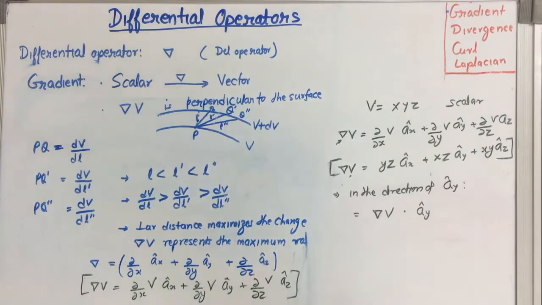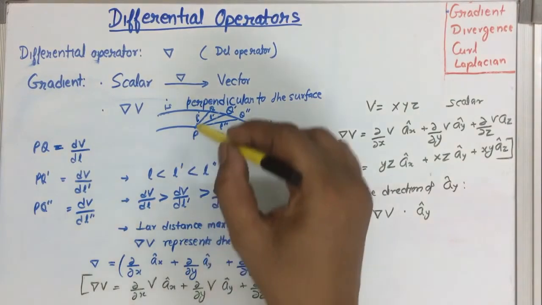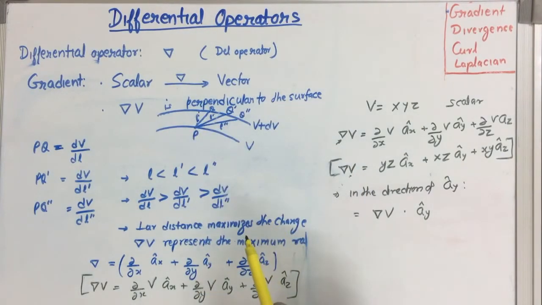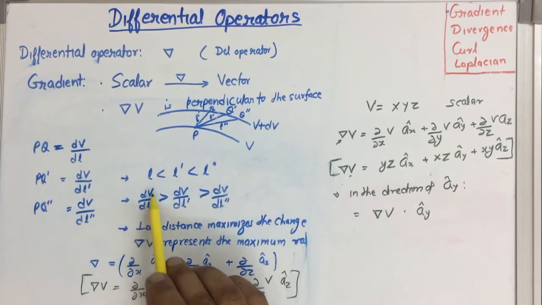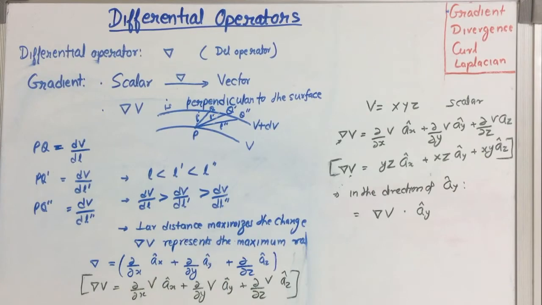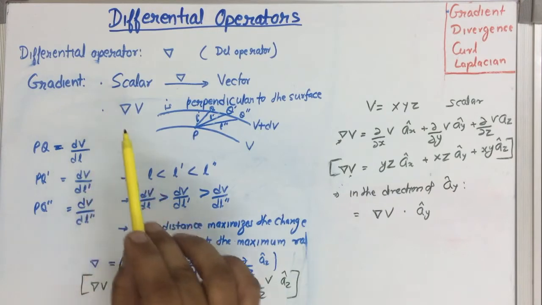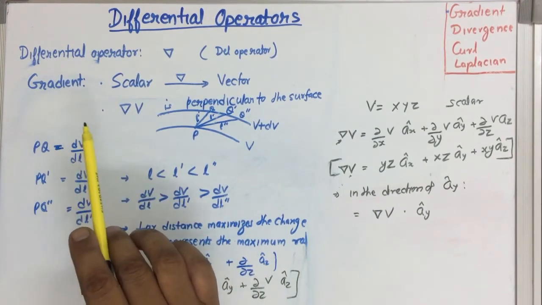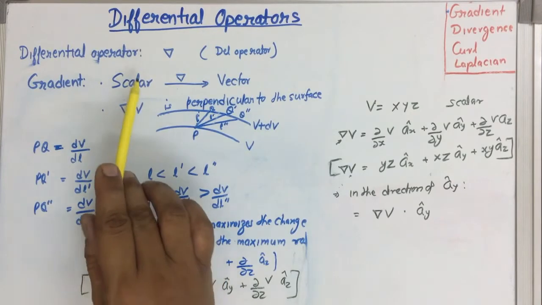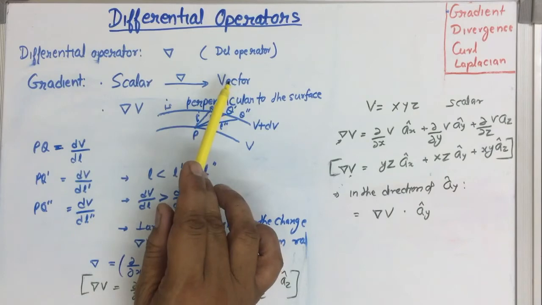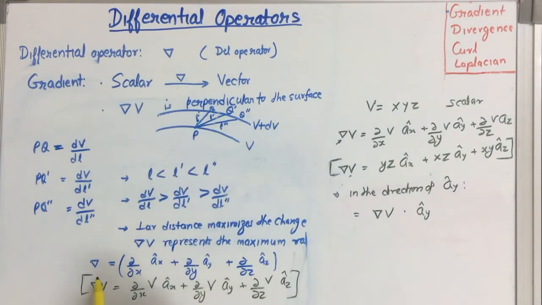So finally, in gradient we can say that it represents the direction of maximum change, as it is perpendicular to the surface, and the perpendicular distance we came to know is minimum, so it maximizes the change. In this way, it represents the direction of maximum rate of change. Second thing, it is represented by del V. Third thing, it operates on a scalar quantity and transforms it into a vector quantity, and it is represented by this. So these few terms should be clear from here.